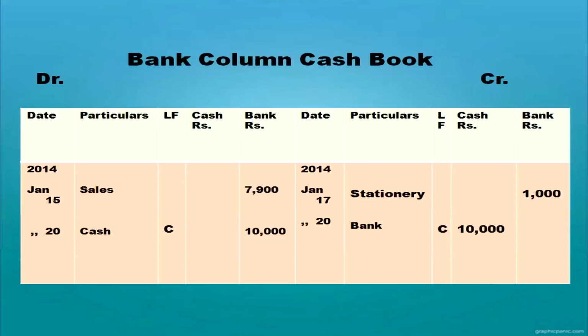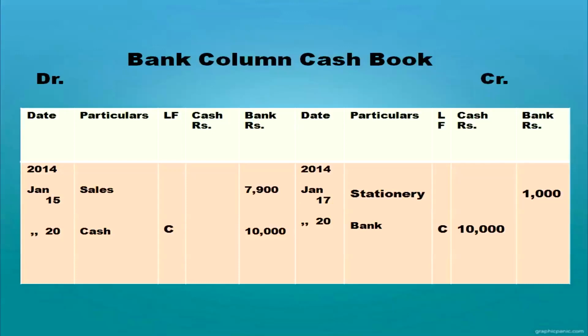As it is a receipt, you are posting on the debit side of the cash book to sales. January 17th, paid stationery and payment is made by check. So, by stationery, amount in the bank column. Cash is deposited in the bank. Entry will be bank account debit to cash. So, on the credit side by bank, debit side to cash. When you are writing by bank, you will post in the cash column. When you are writing to cash, you will post in the bank column.